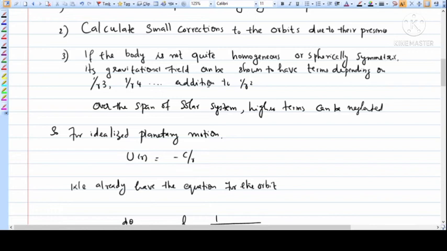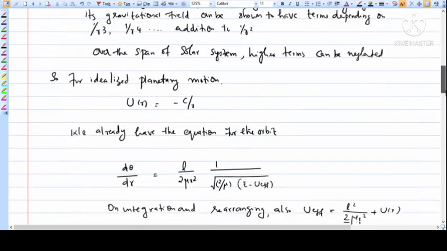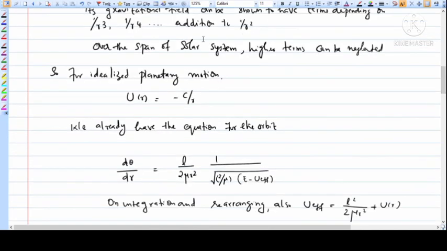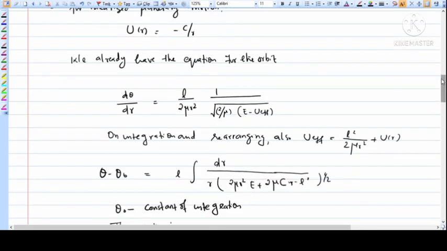And in the third step, if the body is not quite homogeneous or spherically symmetric, its gravitational field can be shown to have terms depending on 1 by r cube, 1 by r raised to 4, etc., in addition to 1 by r square. We know that the gravitational field is directly proportional to 1 by r square.